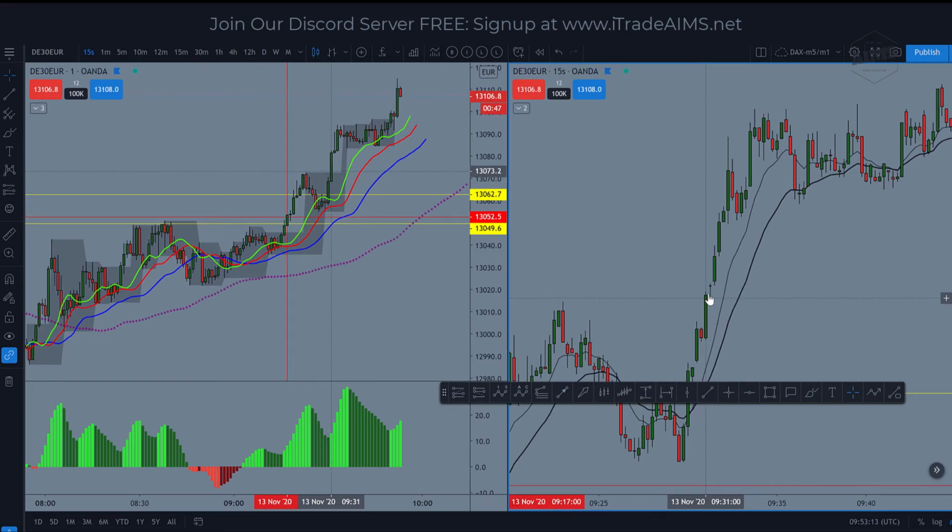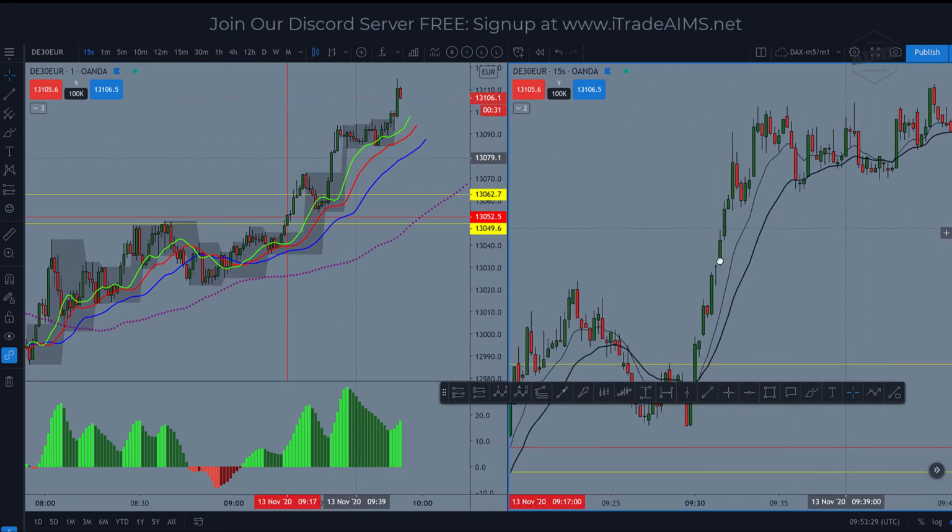So 7-0 entry, goes 8-0, goes 9-0. I probably could have taken 20 there. And if I stayed in, as soon as this candle started going down, I would get out somewhere here or below the low. So there we go.